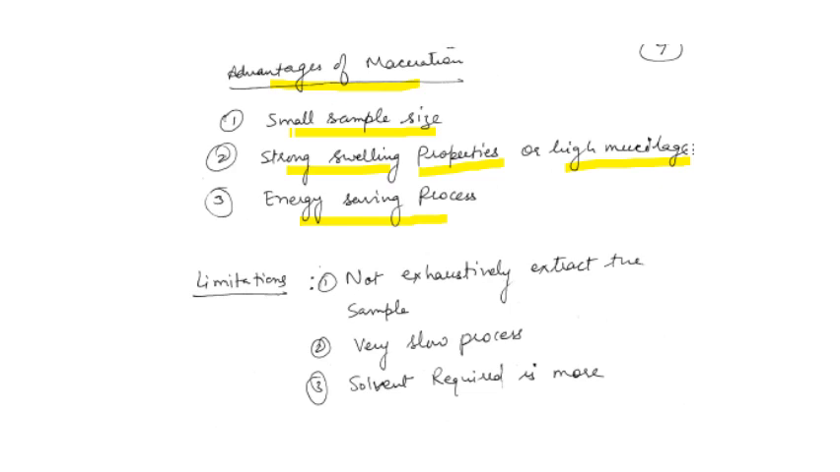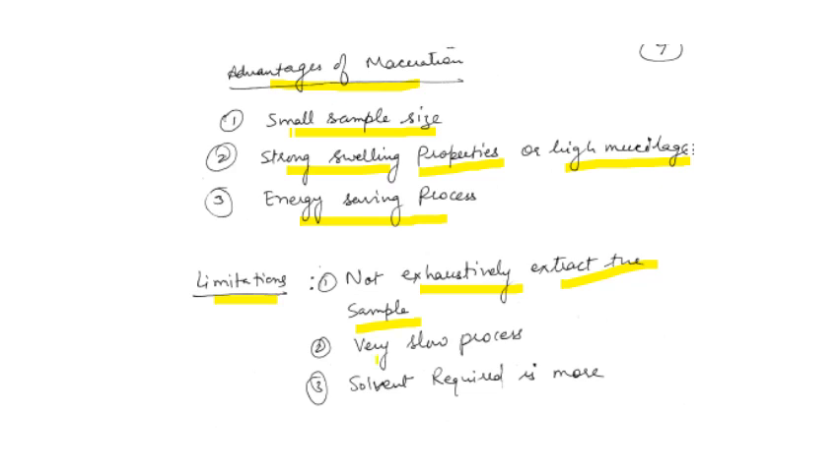Now, what are the limitations of the process? We cannot say a complete extract is obtained from the maceration. An exhaustive extract is not obtained by maceration. The full, complete extract that we want from the sample is not obtained by the maceration.